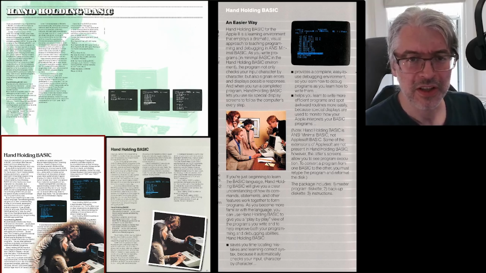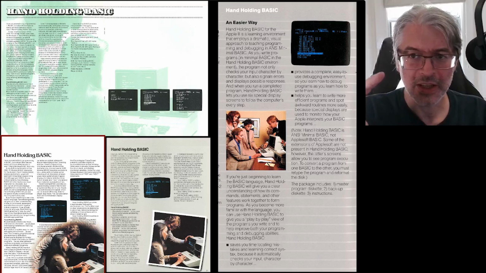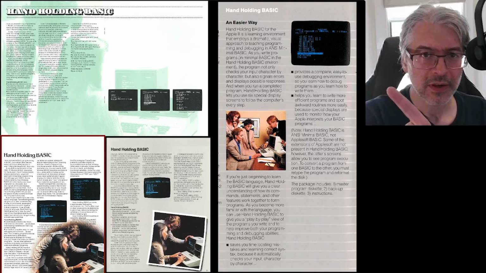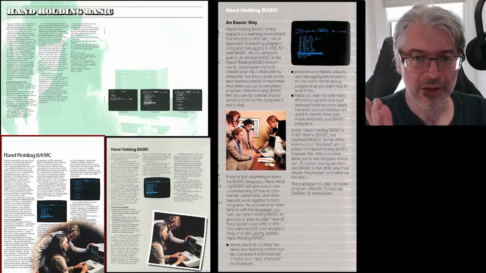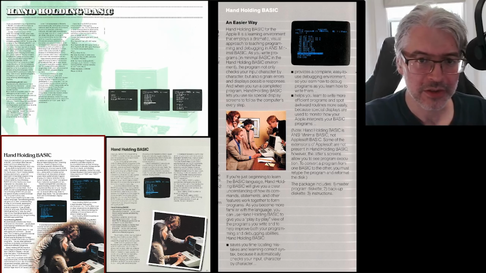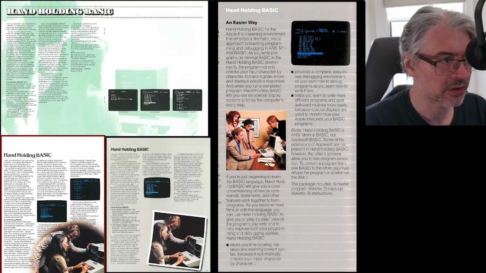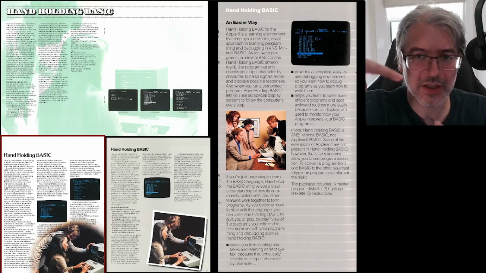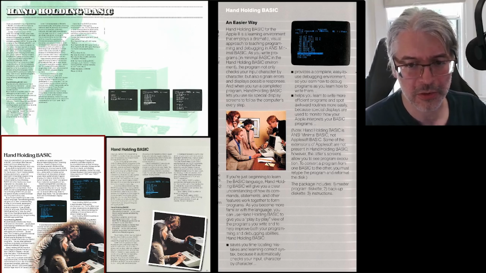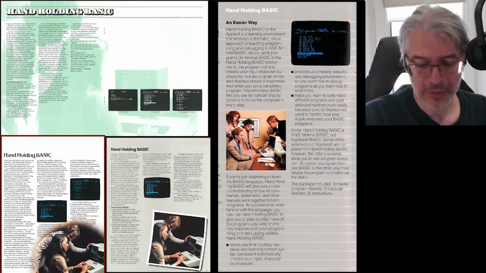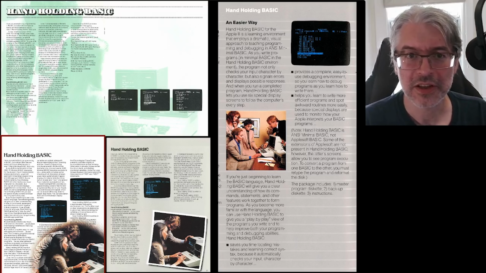So what you're seeing on this screen is the fall 1980 catalog in the upper left corner, and then the next two catalogs below it, and then the 1982 one on the right. So it lost space. It's only just a little part of a column now, but Hand-holding BASIC made it through all the way to the last catalog there.